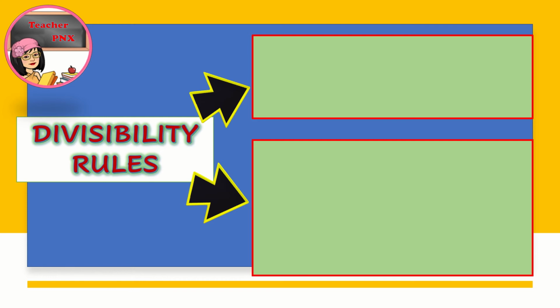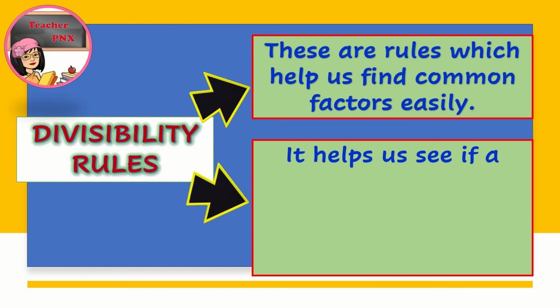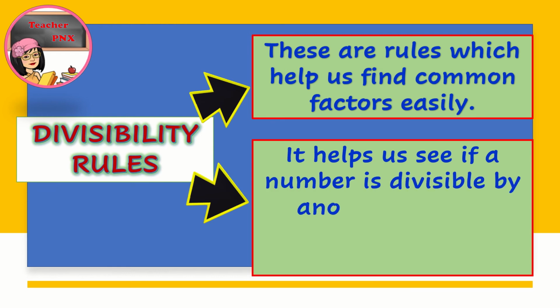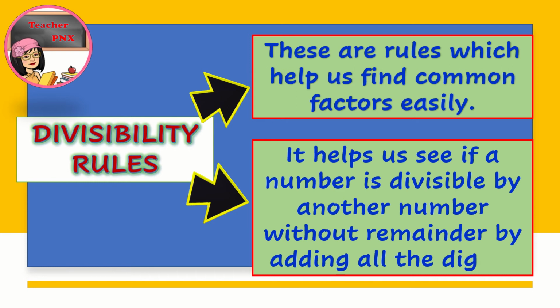Divisibility rules. What are they? These are rules which help us find common factors easily. It helps us see if a number is divisible by another number without remainder by adding all the digits.